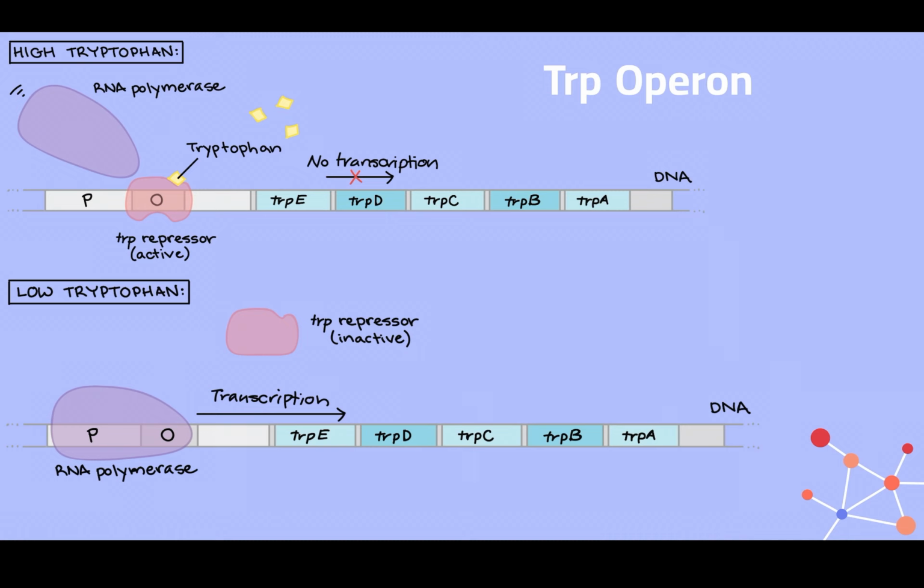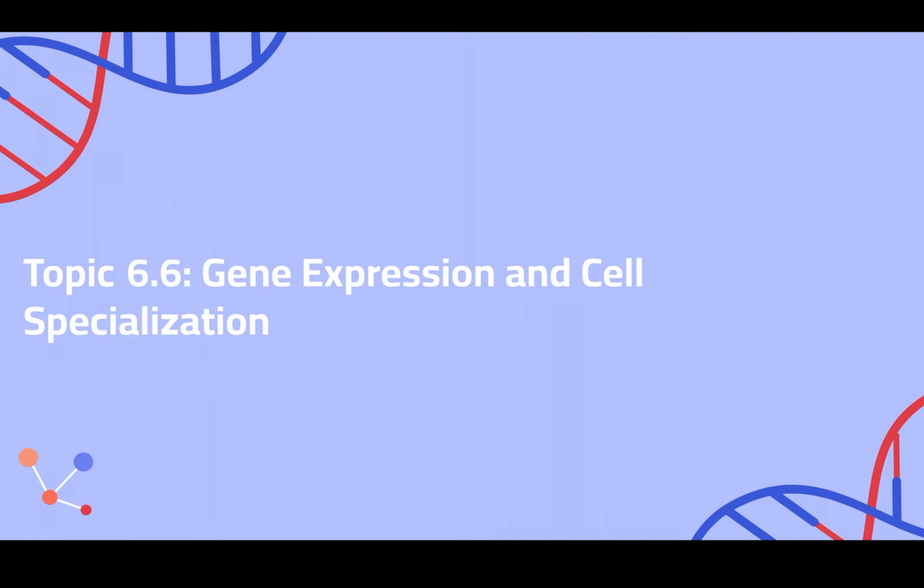Also, tryptophan acts as a co-repressor for this because it binds at an allosteric site, which leads to the transcription turning off. And I think I forgot to mention beforehand that operons are composed of a promoter, operator, and a group of genes. And I believe that's it for this section.